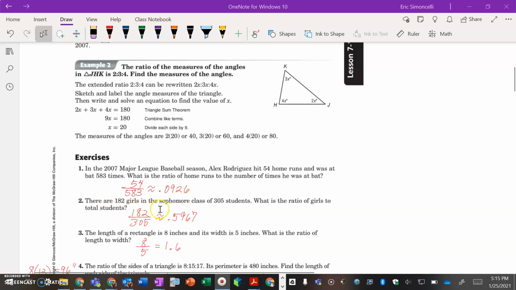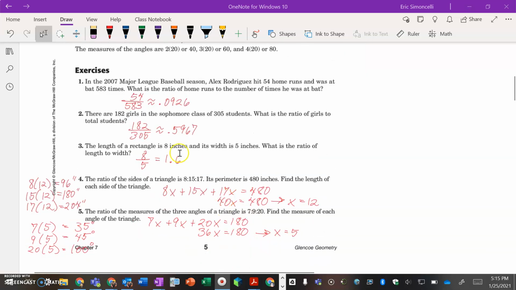There are 182 girls in the sophomore class of 305 students. What is the ratio of girls to total students? Simply 182 divided by 305. If you do the math on your calculator, that's about 0.5967.